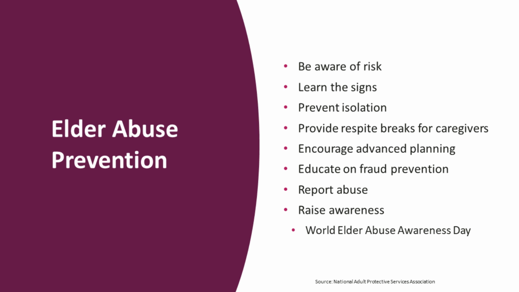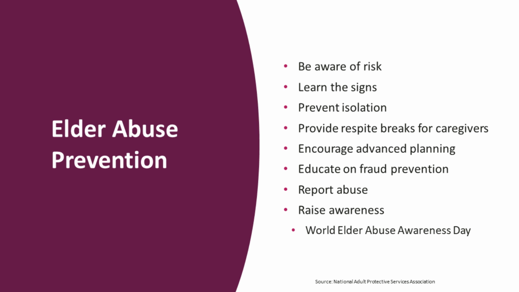Encouraging advanced planning, making sure the older adult is involved in that planning, education on fraud prevention, reporting abuse, of course. As professionals, we can do that, but then also raise awareness. World Elder Abuse Awareness Day happens in June. So one thing you could do is Google World Elder Abuse Awareness Day, and in June you could bring some of those important, helpful resources to your organization, or to the caregivers that you work with. That could be something impactful that you could do to prevent elder abuse.